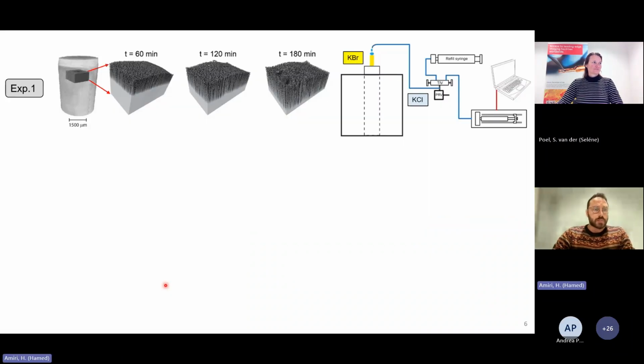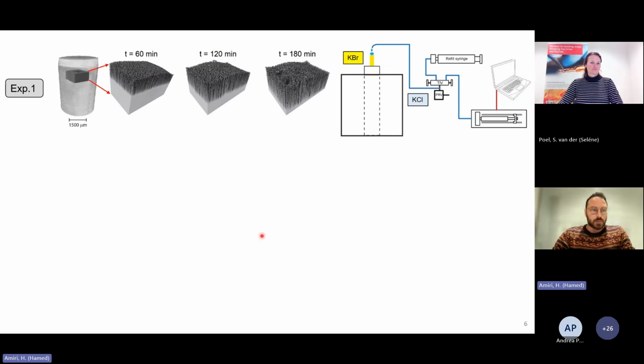So we did a couple of experiments. In the first experiment, we didn't use the cell, so we just dropped the KCl fluid on top of the sample and did the tomography. And here you can see some snapshots showing the mineral replacement going from top to the bottom of the sample.